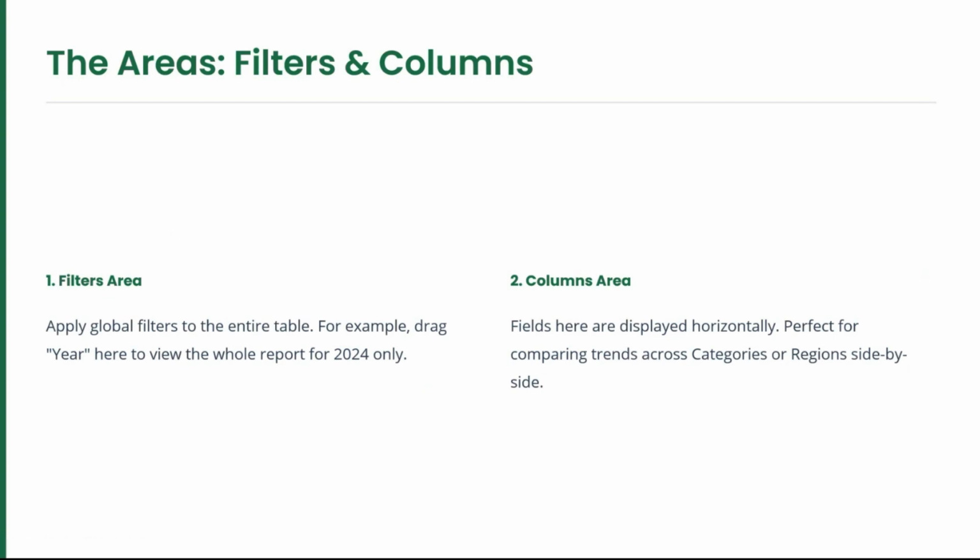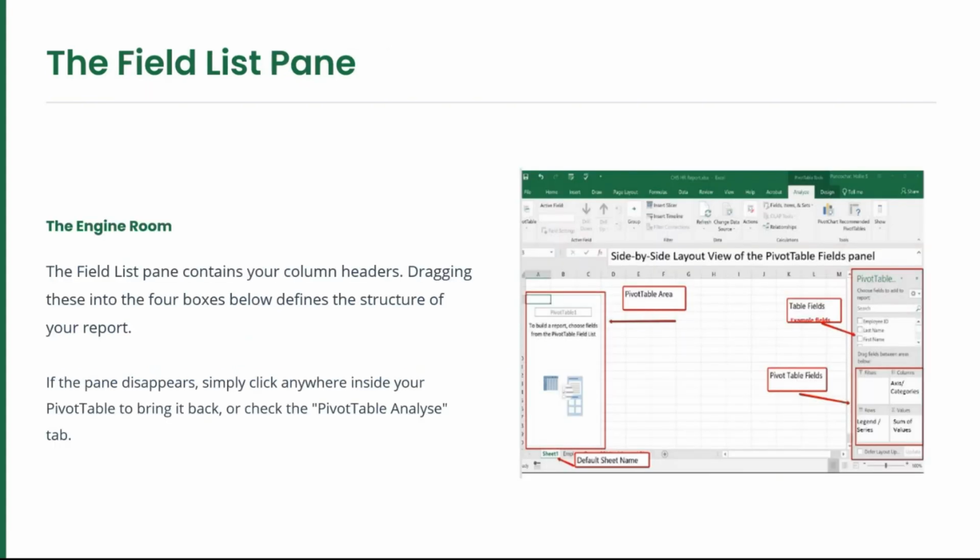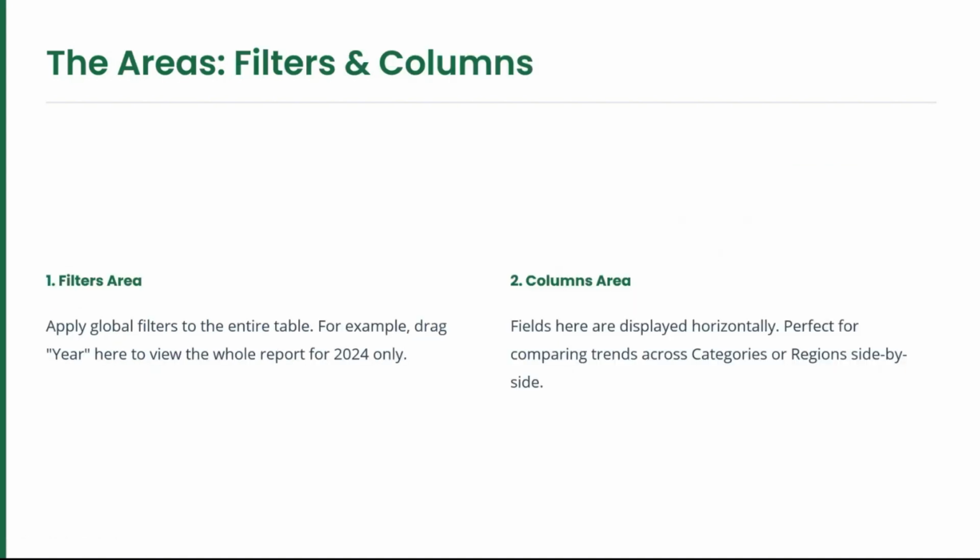Okay, so looking at the areas, we have filters and we have columns. If I just go back, as you can see here, there are 4 blocks. This one says filter, this one says column, the one on the bottom left says rows, then the bottom right says values.